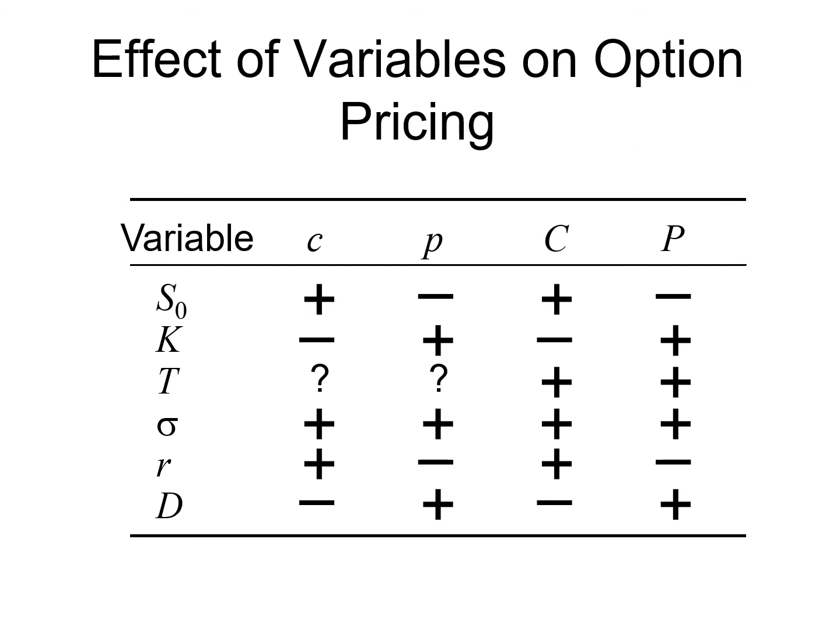For the discount rate, for the call, it is positive because with a higher discount rate, for the same amount of money you have to pay as the strike price, the present value discounted back to today is lower. That's why the call price will be higher, and similarly the put price will be lower. For dividend, a higher dividend means the stock will be less valuable. So for the call, it's a lower price. For the put, it's a higher price.